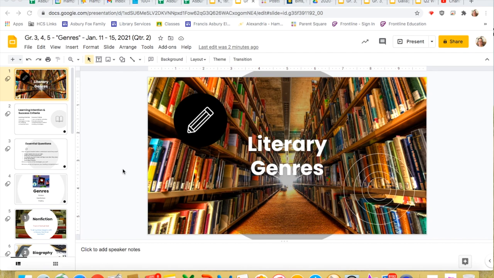Today we're going to talk about literary genres. And literary genres, I'm sure you have heard this word before, it's the type of book that you are reading. The two main types are, of course, fiction and nonfiction. And we're going to talk about the different genres in fiction and the different genres in nonfiction. All right, let's get started.